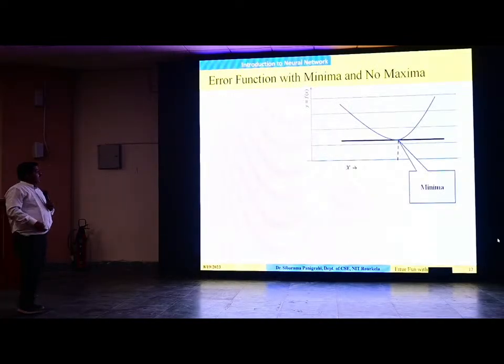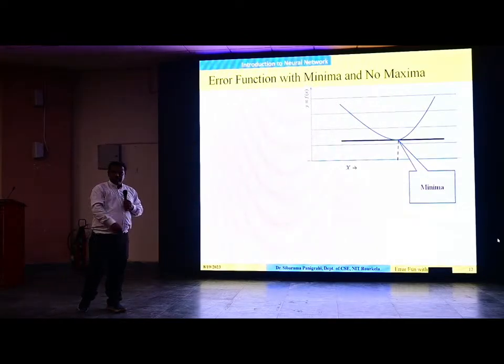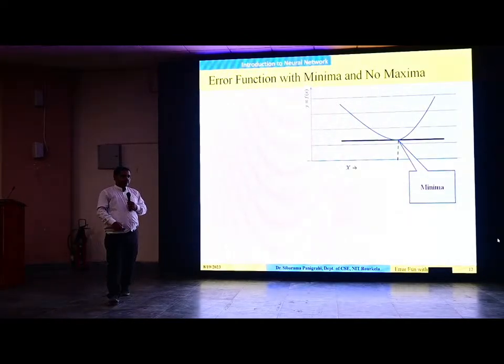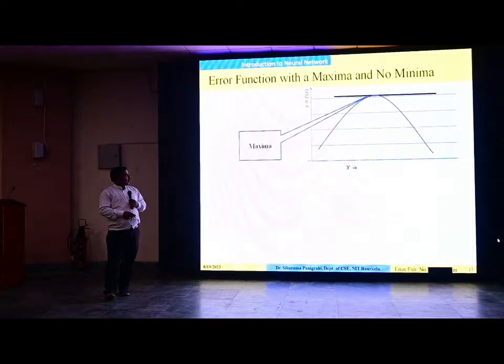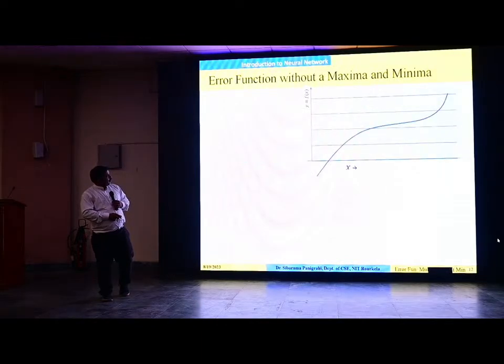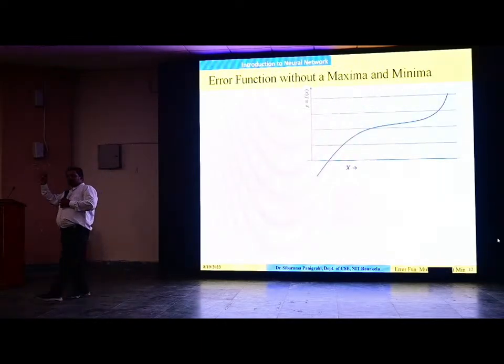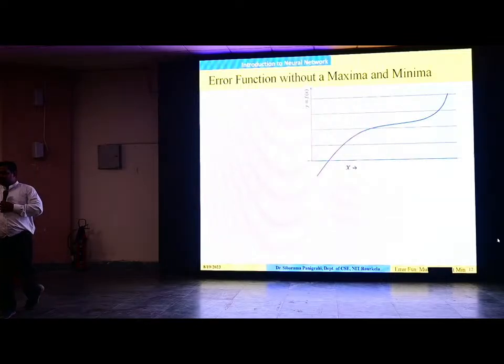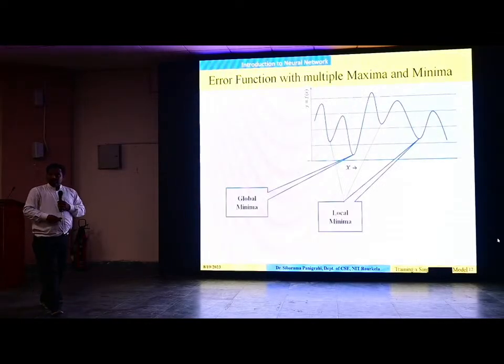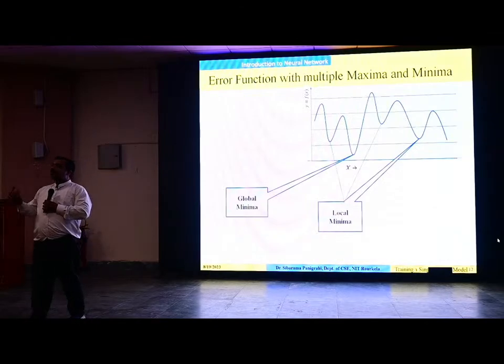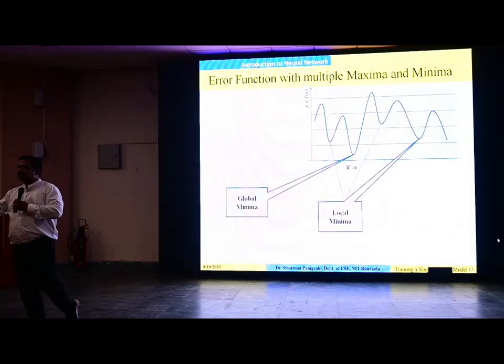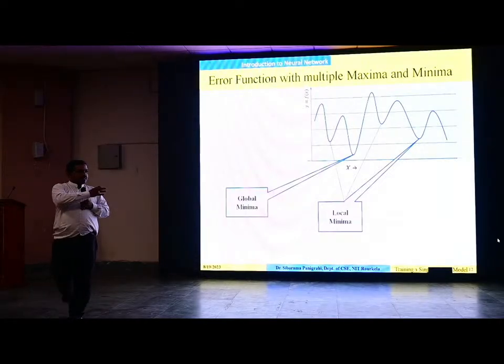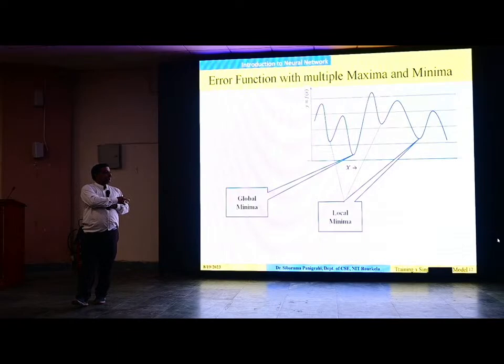So you see, this is an error function with a single minima but no maxima. This is an error function with a single maxima, no minima. This is an error function with no maxima and no minima, right? This is an error function with multiple minima and multiple maxima. And in a neural network, the error function is usually like this, containing multiple minima and multiple maxima.